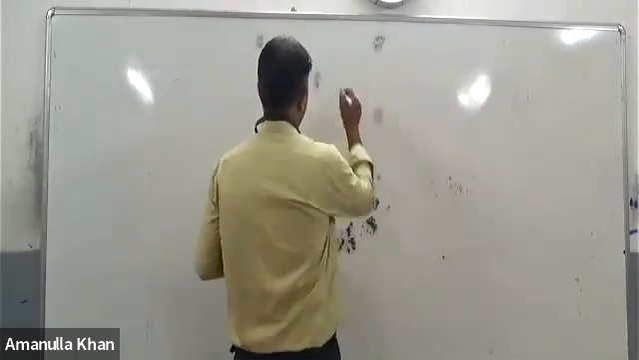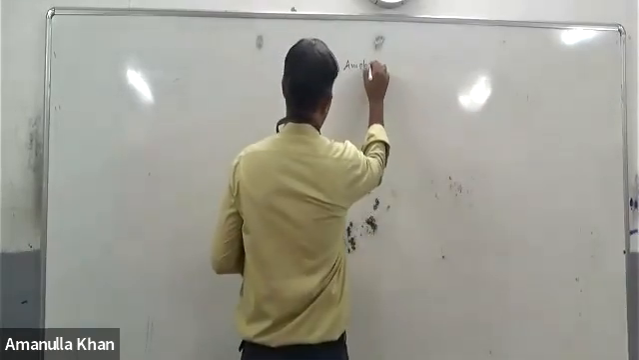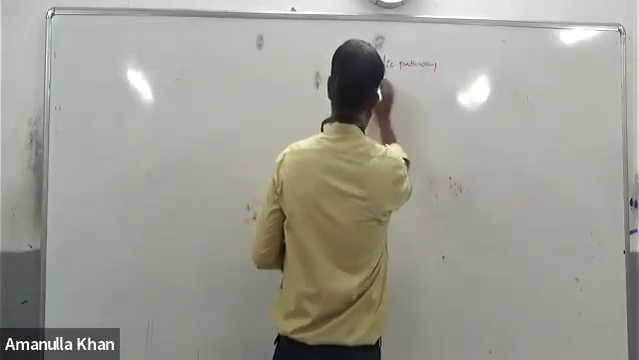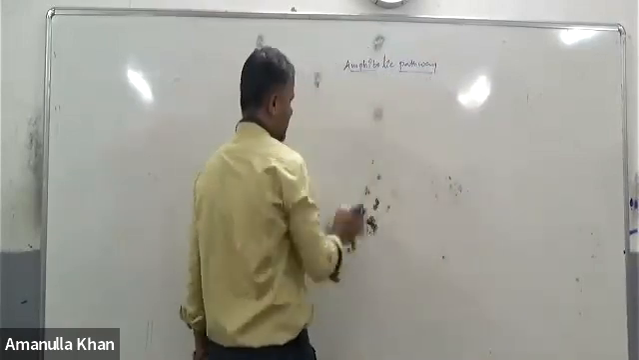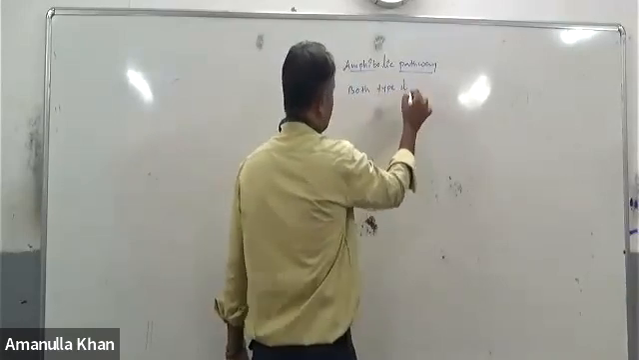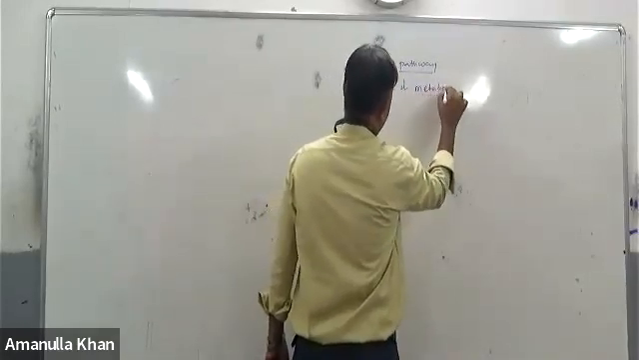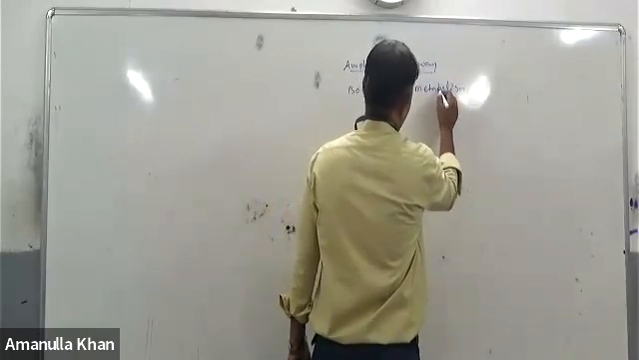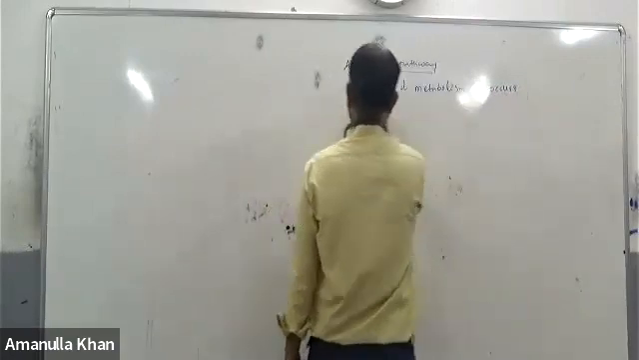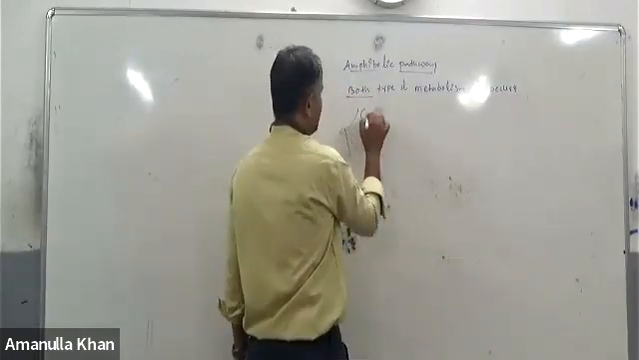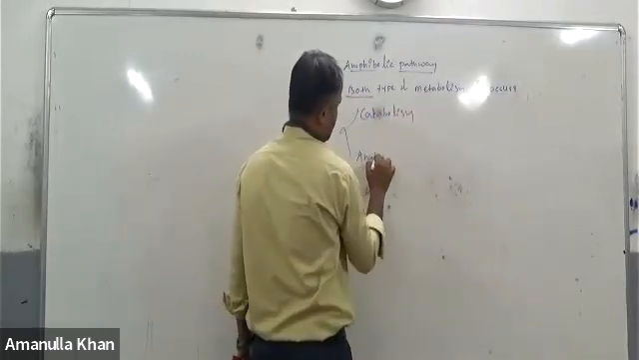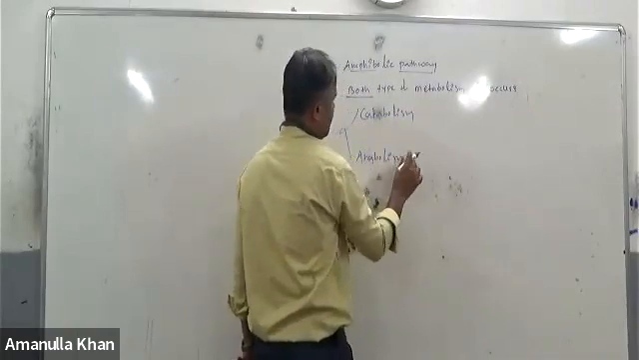Amphibolic pathway means both types of metabolism occur. What are the both types? Catabolism and anabolism.